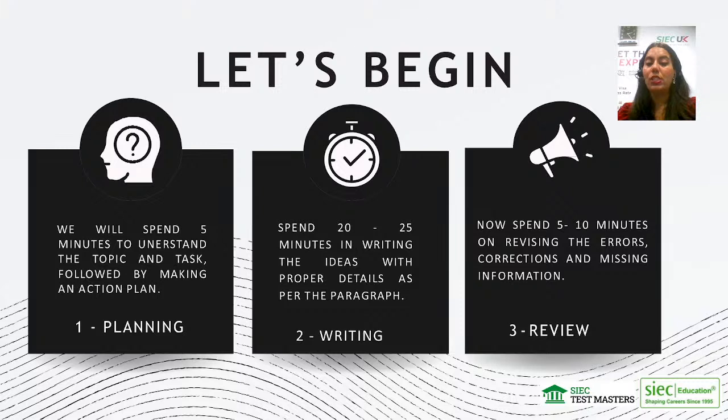Now, 20 to 25 minutes should ideally be for writing, purely writing the paragraphs you planned for. And the remaining 5 to 10 minutes should only be for revising the errors, correcting your mistakes, correcting the missing words, maybe changing a sentence, or maybe a vocab you remembered. That is the review part, and all of these things need to be done in sequence.